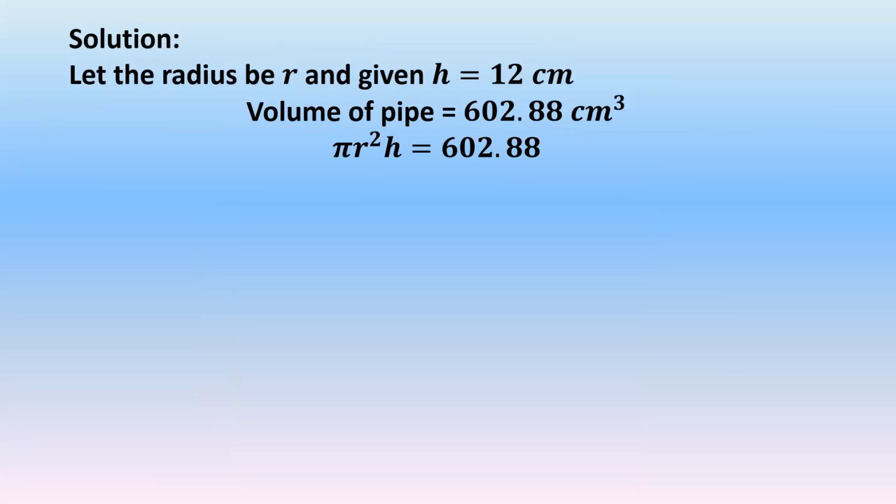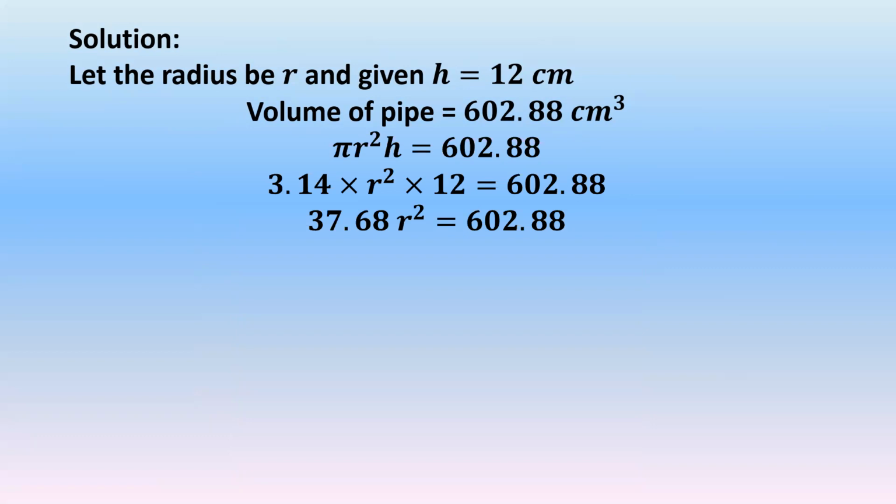Pi r square h is equal to 602.88. We substitute the values. 3.14 multiplied by r square multiplied by 12 is equal to 602.88. Simplifying the left-hand side, we get 37.68 r square is equal to 602.88.